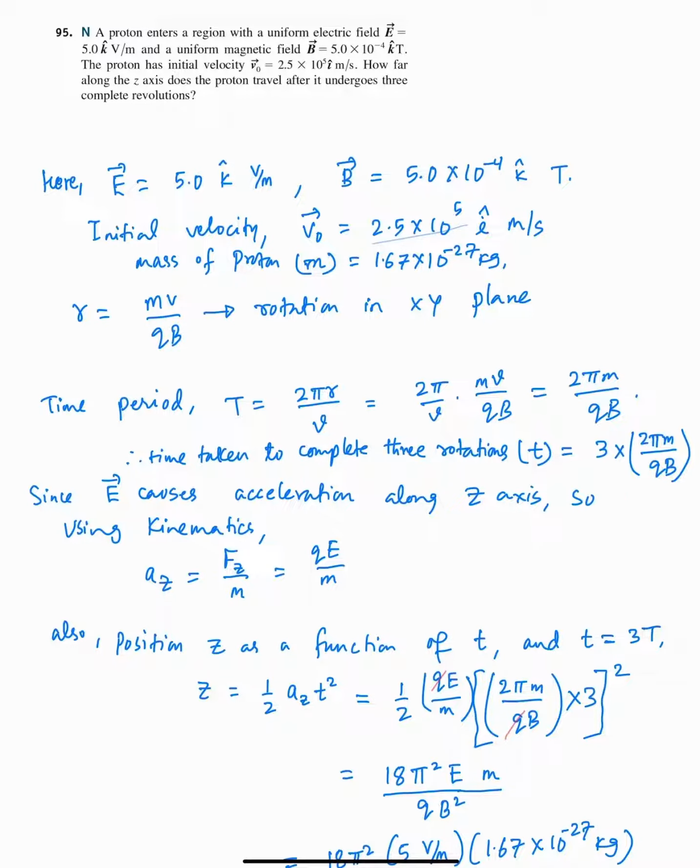This is our last problem for this set. So this is problem number 95, and a proton enters a region with a uniform electric field of this value, 5.0 volt per meter along the z-axis, and a uniform magnetic field of this value, 5 times 10 to the power minus 4, along the z-axis. The proton has an initial velocity of this value, and we know the mass of the proton is this much.